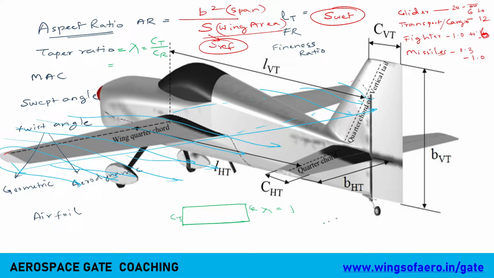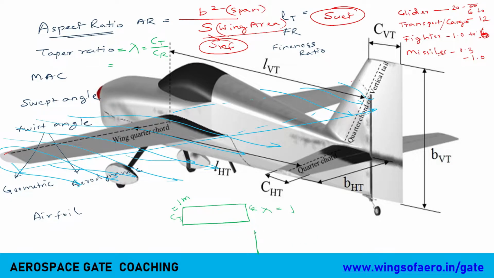So in the exam you will get such kind of thing. What will be the taper ratio of a rectangular wing? Or they might give you, if the tip chord is 1 meter, what will be the root chord for a rectangular wing? Both are the same, so the answer is going to be 1.